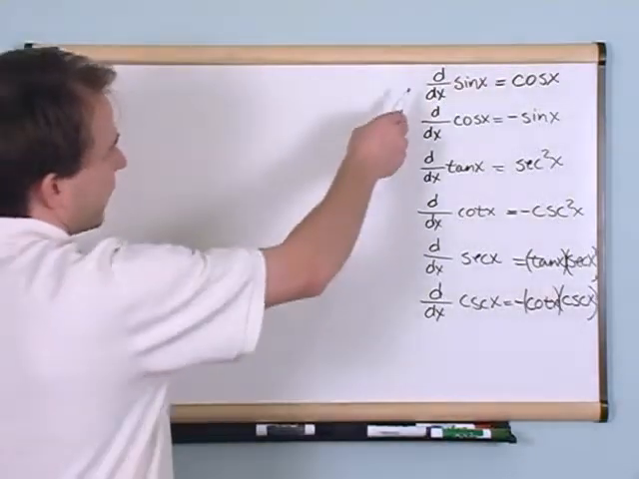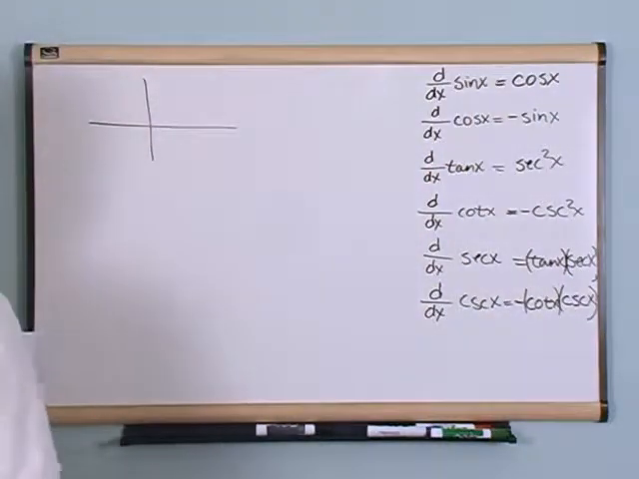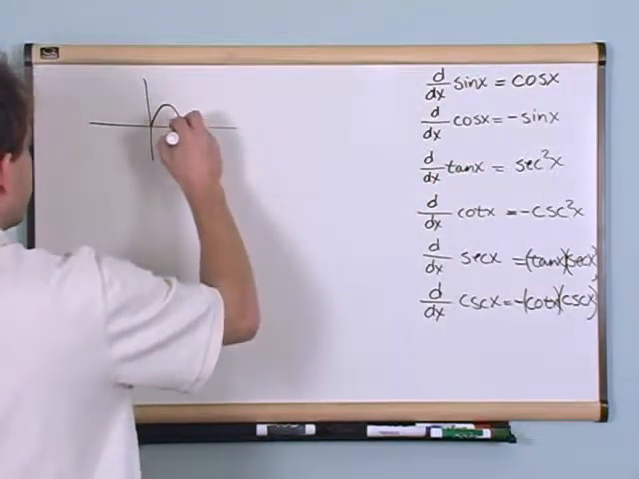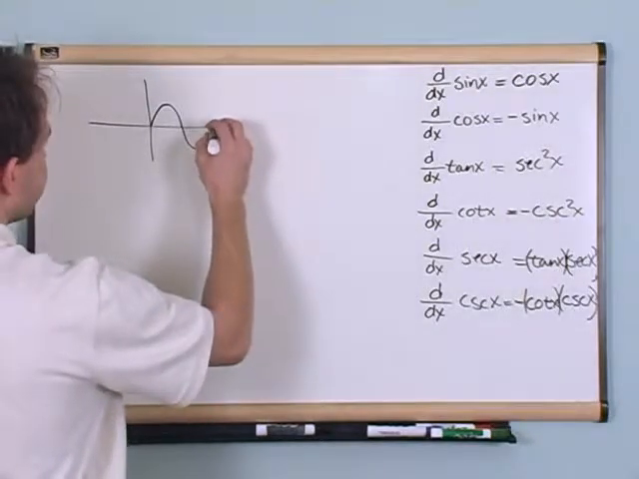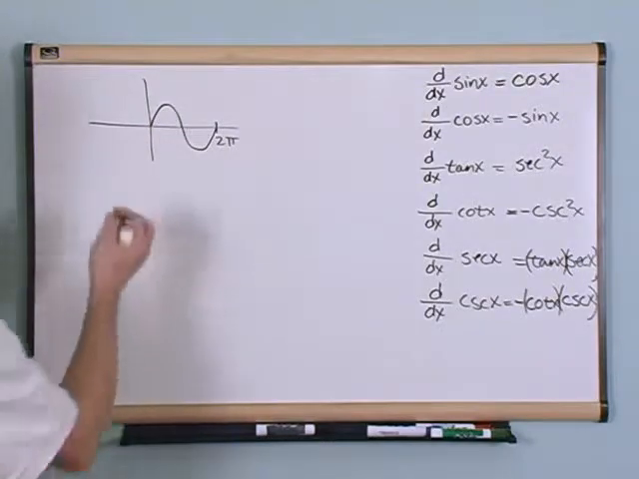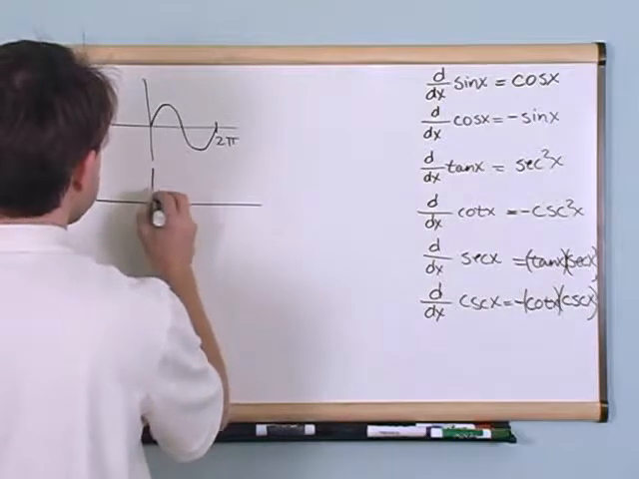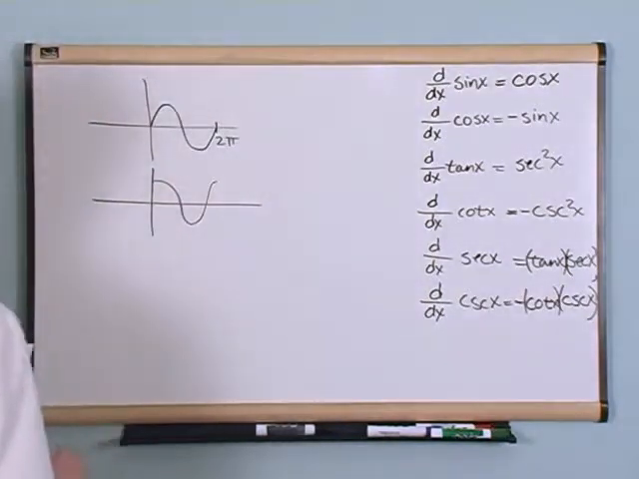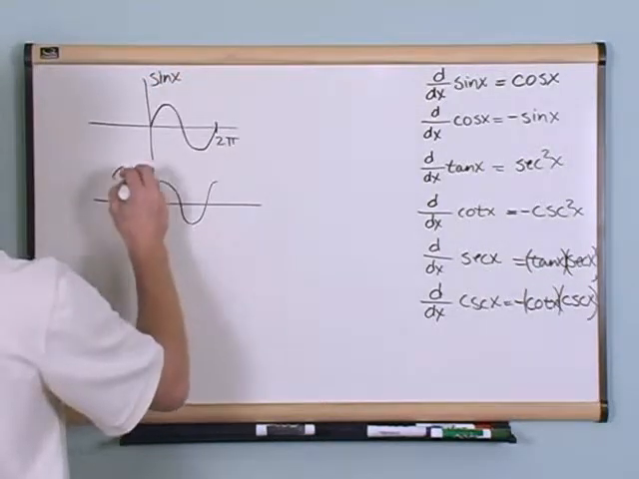Now, don't forget, what does a derivative mean? I'm not going to go into a lot of detail, but remember what the graph of the sine function looks like. It looks like this, and this is 2 pi right here. So over 2 pi radians, it has one complete cycle. What this means is that the derivative is the cosine function, which looks something like this. So this is the sine function, and this is the cosine function.